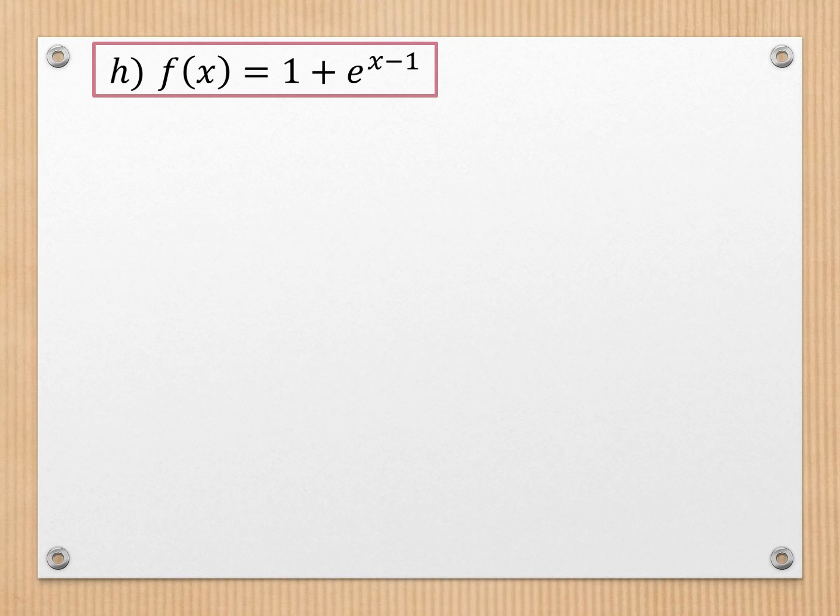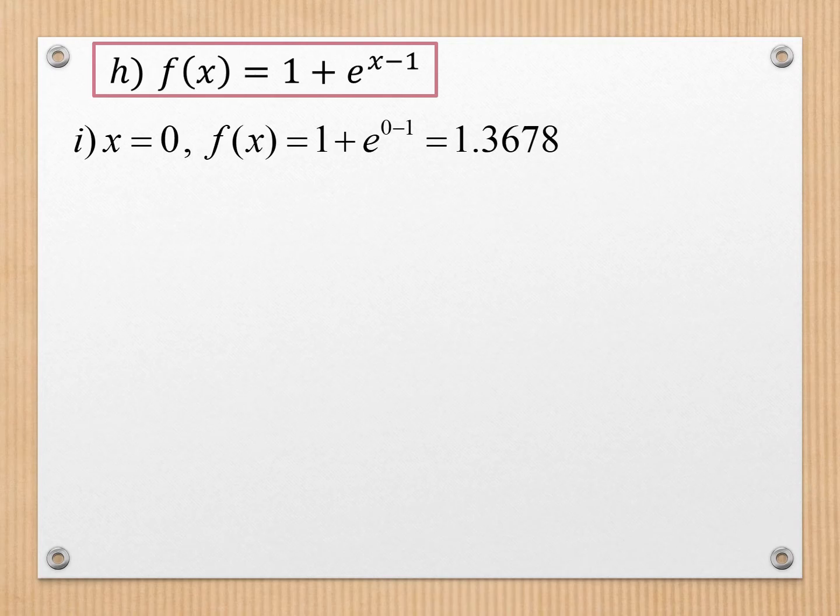Let's look at solution H. f(x) equals 1 plus e power x minus 1. First, we find the y-intercept. We get f(0) equals 1 plus e power 0 minus 1, which equals 1.3678. Alternatively, in 1 plus e power x minus 1, the 1 is actually the horizontal asymptote at y equals 1.